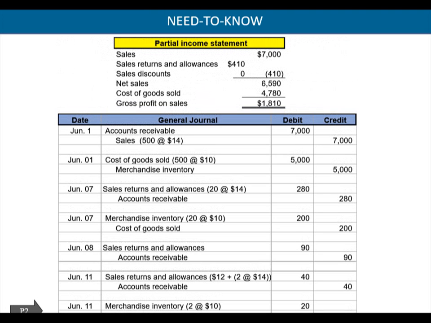This slide shows you the effect on the income statement of these returns and allowances. The $410 total is subtracted from the $7,000 to give you net sales of $6,590.